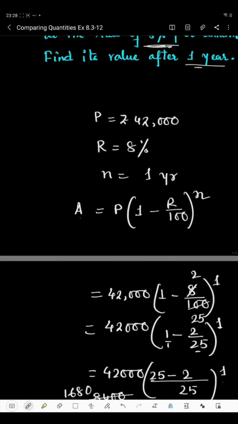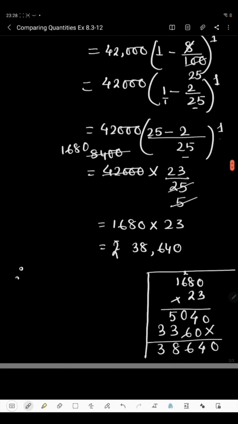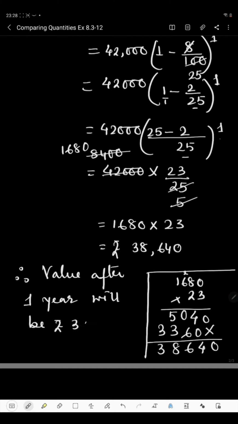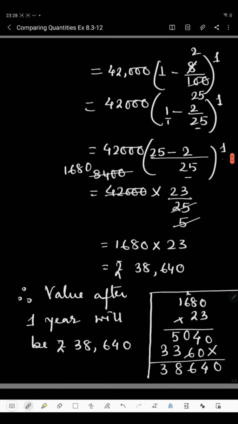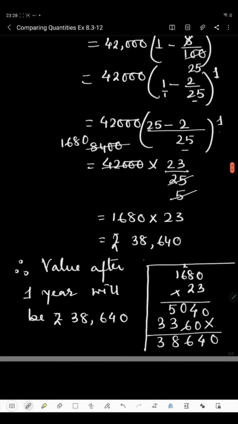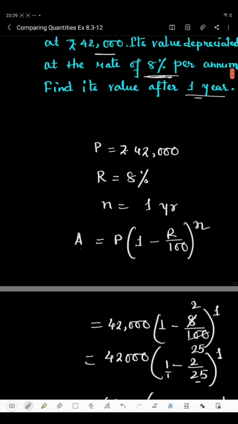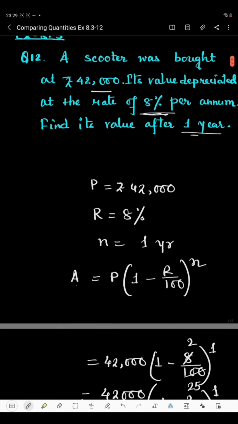Therefore, the value after 1 year will be rupees 38,640. The scooter was bought at rupees 42,000 and after 1 year its value gets depreciated and it will become 38,640. Okay. So this was the last question of this chapter.